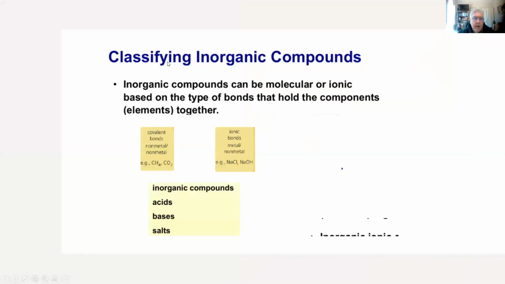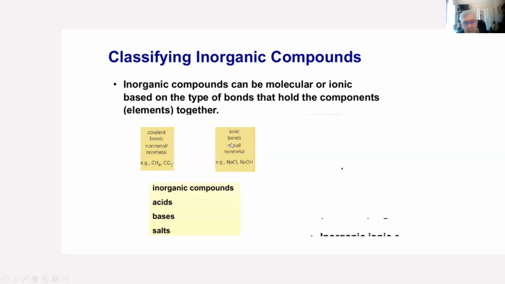Well, the compounds can be classified into covalent and ionic compounds. And the classification depends on the main bonds between the different atoms in the compound. Covalent compounds are usually found when you have two nonmetals bonded. For example, carbon and hydrogen, or carbon and oxygen.